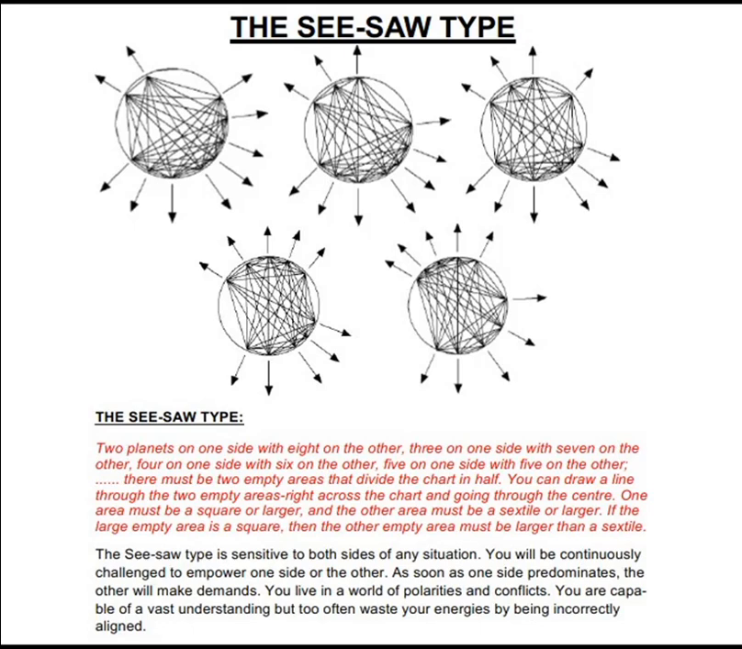The seesaw type is sensitive to both sides of any situation. You will continuously be challenged to empower one side or the other. As soon as one side predominates, the other will make demands. You live in a world of polarities and conflicts. You are capable of a vast understanding, but too often waste your energies by being incorrectly aligned.